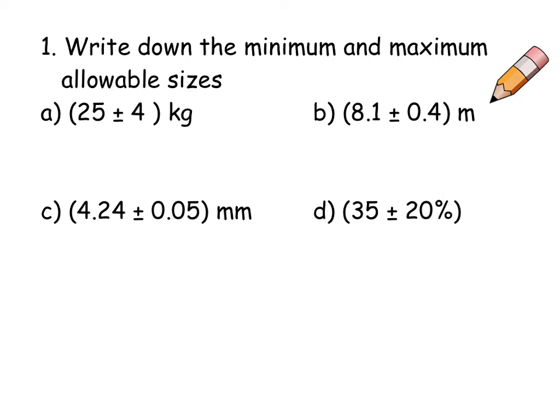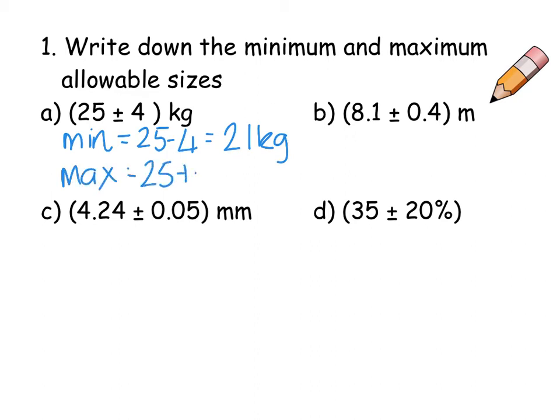So to get the minimum, that means you take away first. So for this first one, 24 plus or minus 4, the minimum is 24 take away 4, which is 20. And the maximum would be 24 plus 4, which is 28 kilograms. And it's perfectly okay for those of you who can do it mentally to do it in your head and go straight to the answer. So the minimum would be 20 and the maximum would be 28.